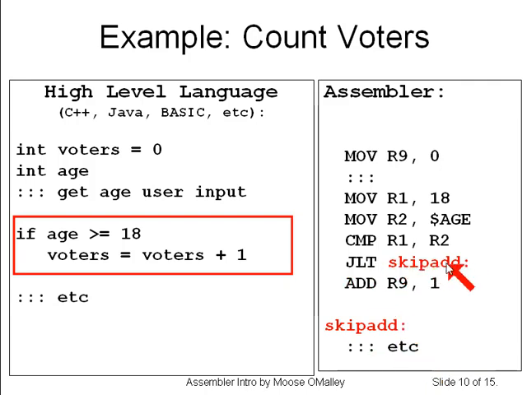So in other words, if R2, which contains the age, is greater than or equal to 18, we're going to add 1 to it. And if it's less than, we're going to jump down here and not add 1 to R9. Okay, so just this little bit of code here, maybe 5 instructions or so, is replacing 2 lines of code in a high-level language. And we've not even got into how to declare integers and how to do things like that yet. So we're just working with the very basics here.